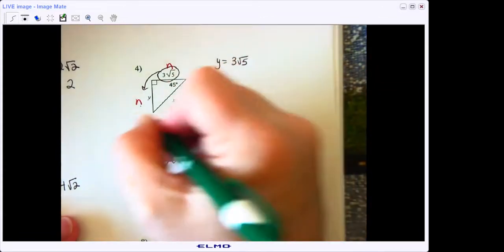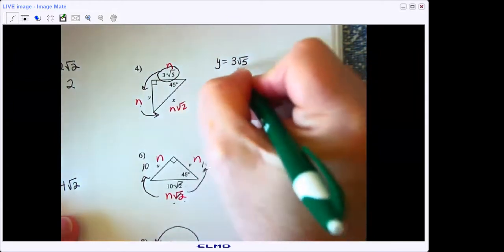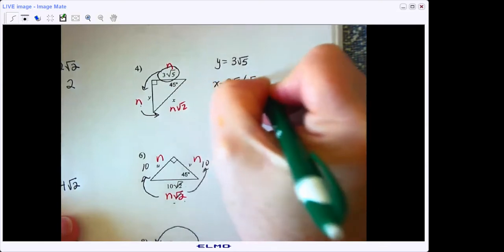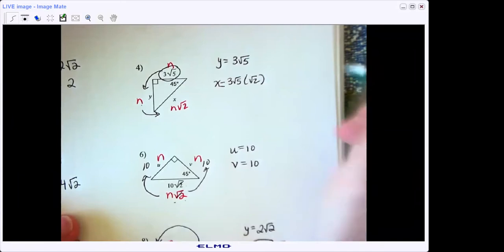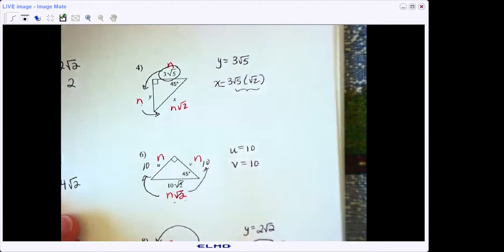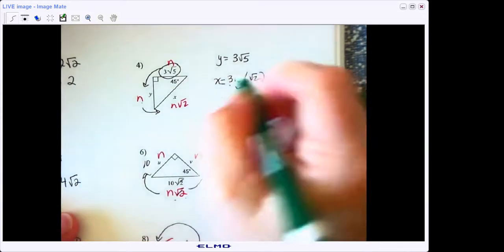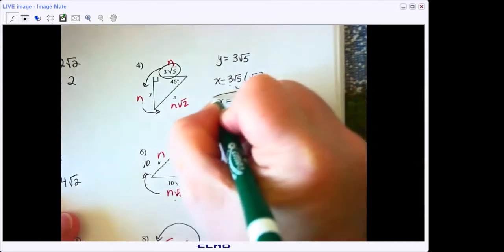Okay. And then we know that our hypotenuse, we're going to take that right here and multiply it by root 2. So what's that going to give me, guys? 3 root 10. Perfect. Okay. Because these are different, we're just going to multiply them together. And this is an outside number, those are inside numbers. So x is equal to 3 root 10.